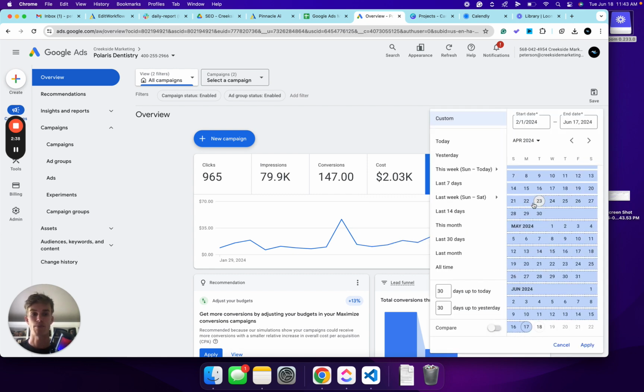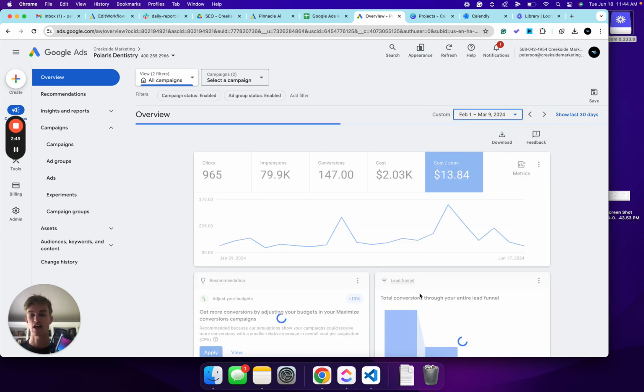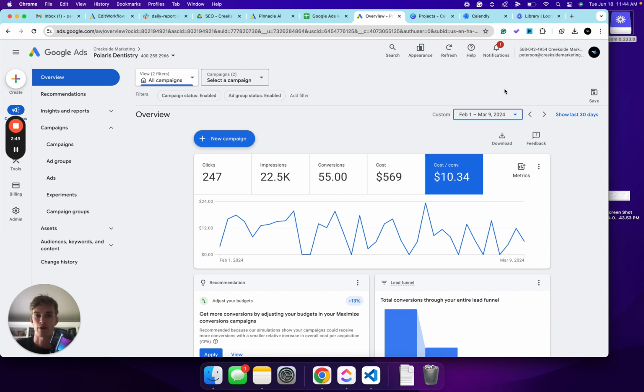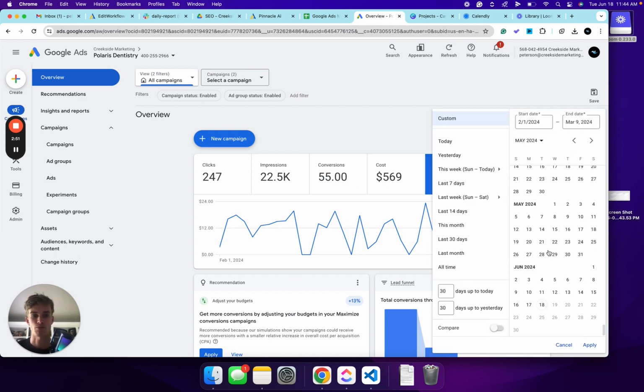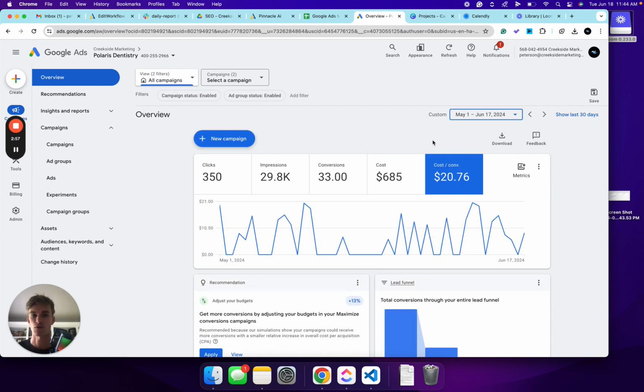is go back and check the first 5-ish weeks of the time period to see what the cost per conversion is. And we can see it's around $10. And now we're going to come back to the present and look at the past 5-ish weeks of data to see what the cost per conversion is. And you see it's now $20 or $21. So it's gone up over 100% over that 4-month span.